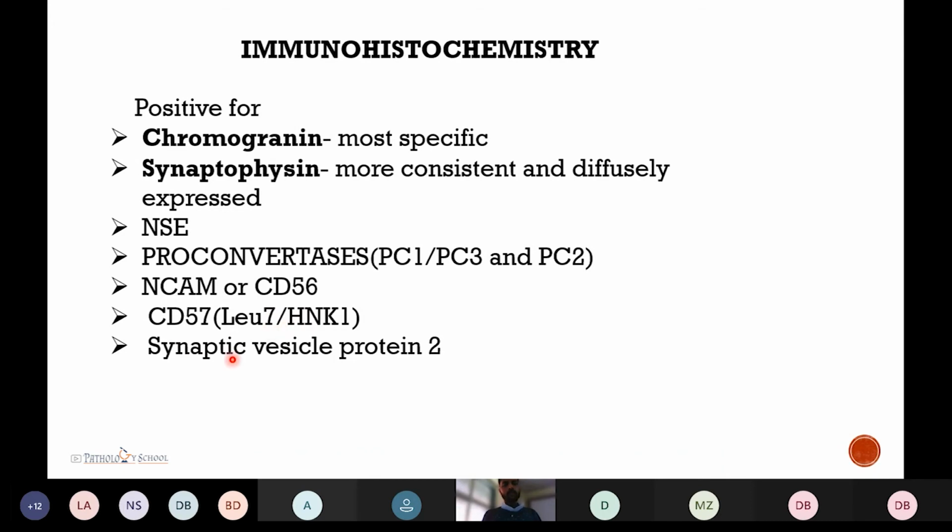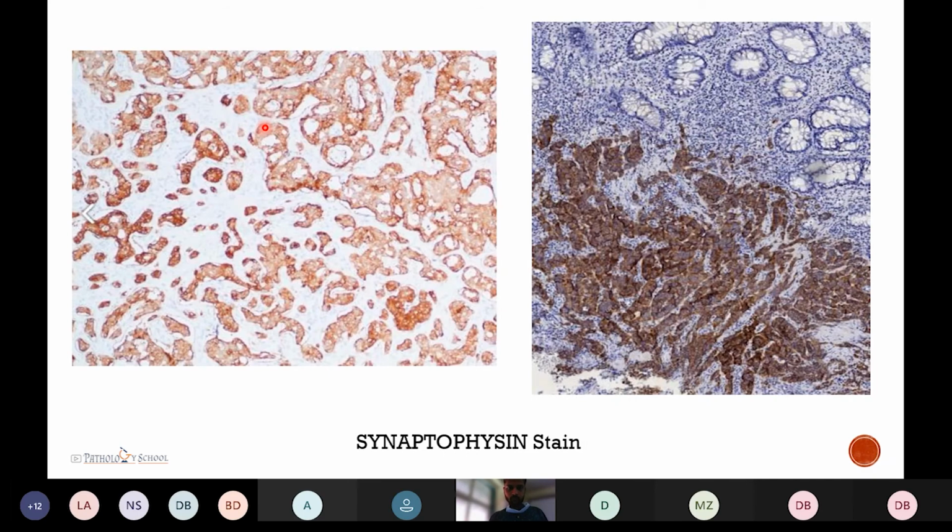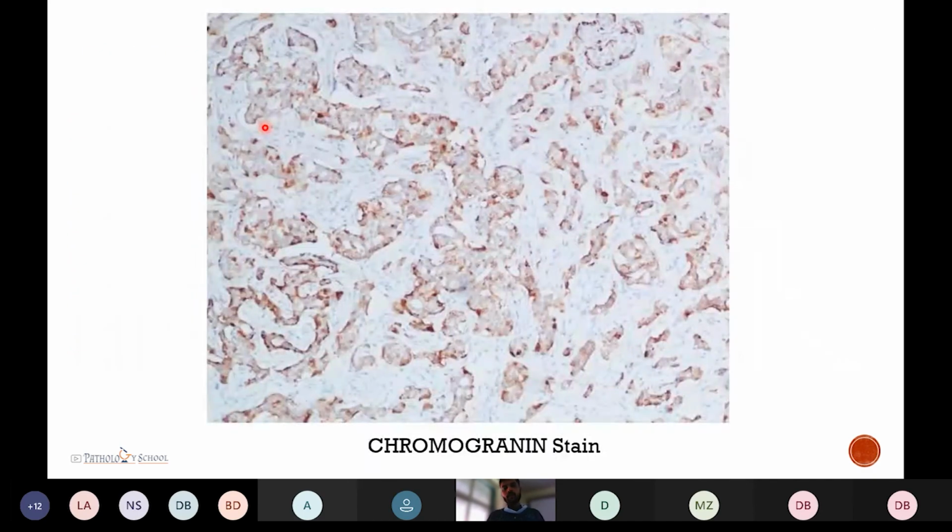HNK1, and this recent one is the synaptic vesicle protein 2, which is used nowadays. Now coming to chromogranin, yeah, here you can see chromogranin. Now chromogranin is basically present in the secretory granules of neuroendocrine cells. So you can see the chromogranin positivity. Actually, chromogranin is positive in a number of other tumors as well. So you have to use broad spectrum IHC in neuroendocrine tumors and not just rely on one, chromogranin or synaptophysin.